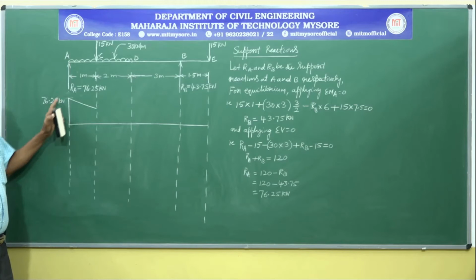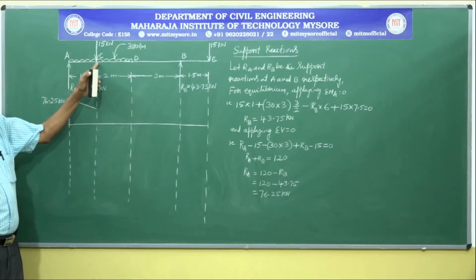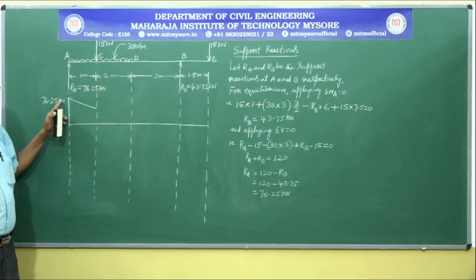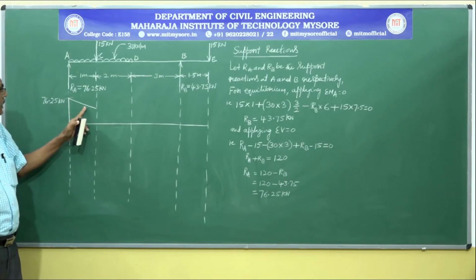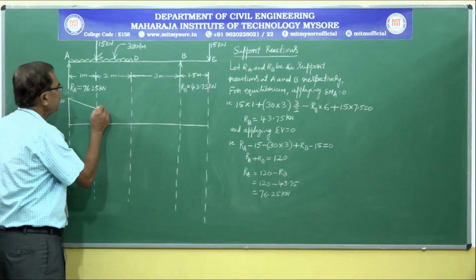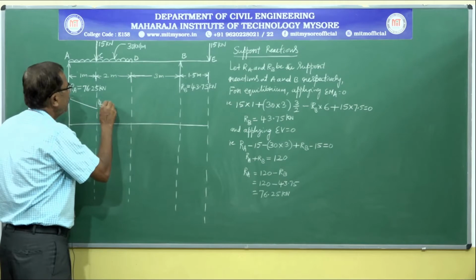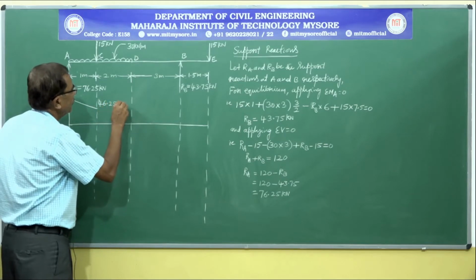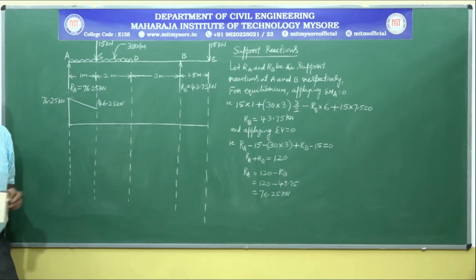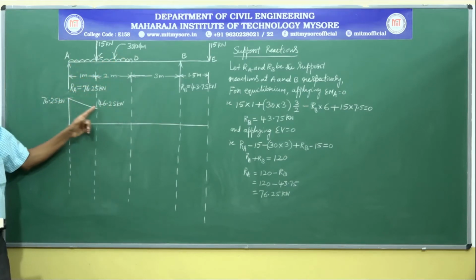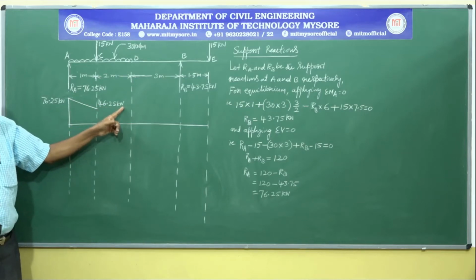We had gone up by 76.25, and between A and C there is UDL. We have to come down by 30 kilonewton linearly. So 76.25 minus 30, it is 46.25 kilonewton. So the remaining value, if you come down by 30 kilonewton, is 46.25 kilonewton when we reach point C.